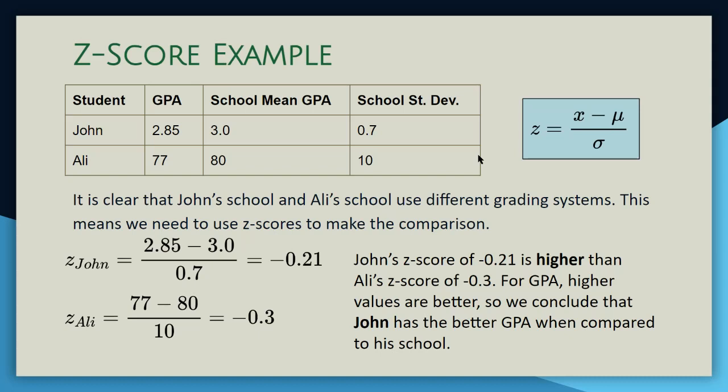If we plot those two negative numbers on a number line, John's z-score of negative 0.21 is higher, it's more to the right on the number line, than Ali's score of negative 0.3. And since we're looking at GPAs, higher values are considered better GPAs. So we would conclude that John has a better GPA relative to Ali based on their school grading systems.